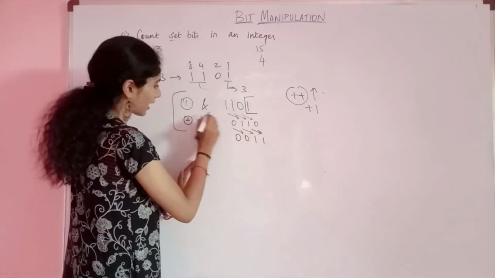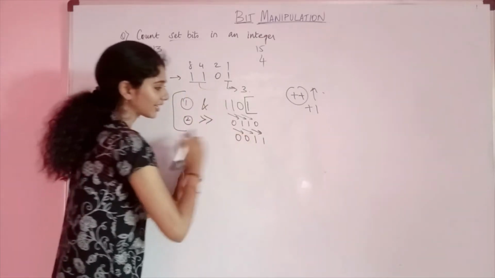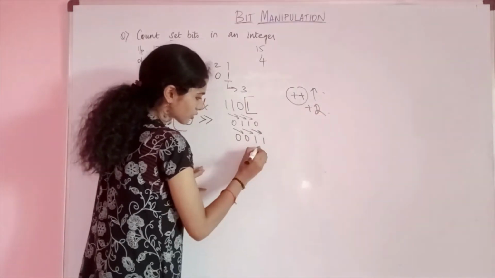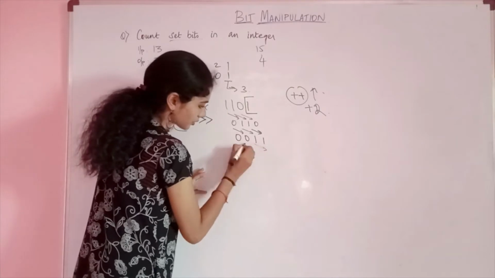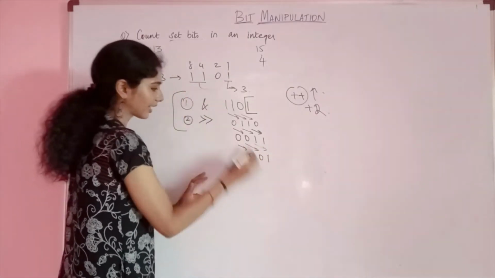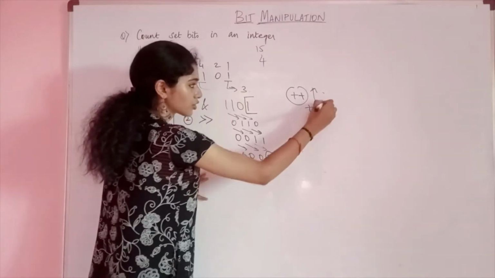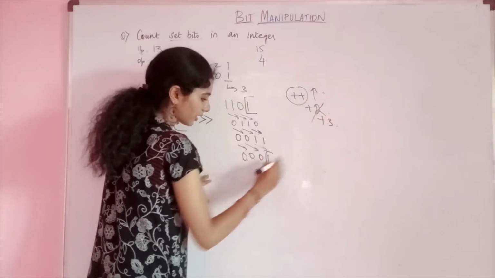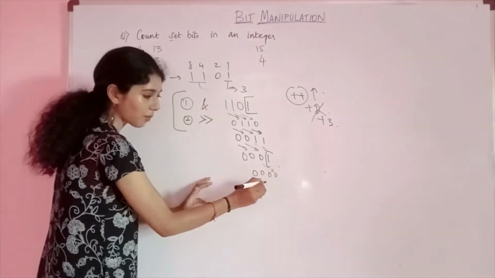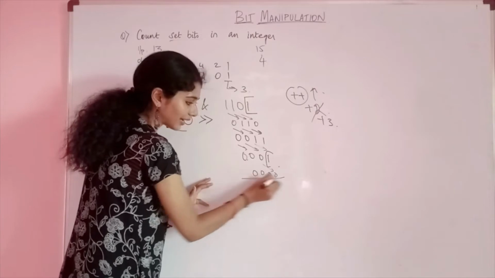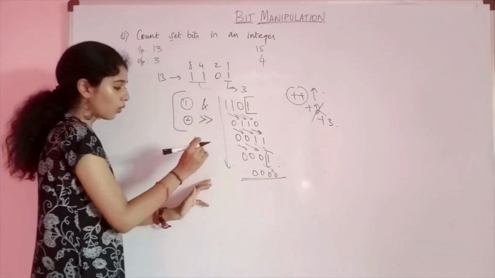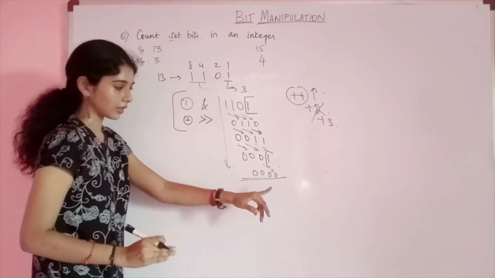Again, do the AND operation and get the rightmost bit. The rightmost bit is 1. Increment the counter. It will be 2. Then the right shift operation. Again, get the rightmost bit. It's 1, so increment the counter. And then right shift it. So when should I stop? I should stop when I get a value of 0. This entire iteration shall stop when I get a value of 0.